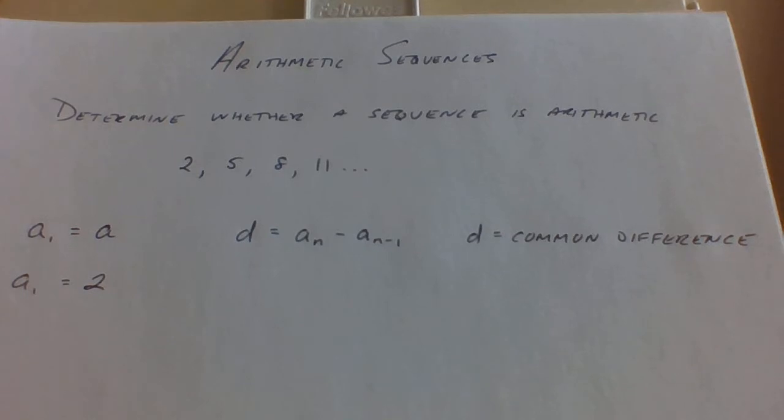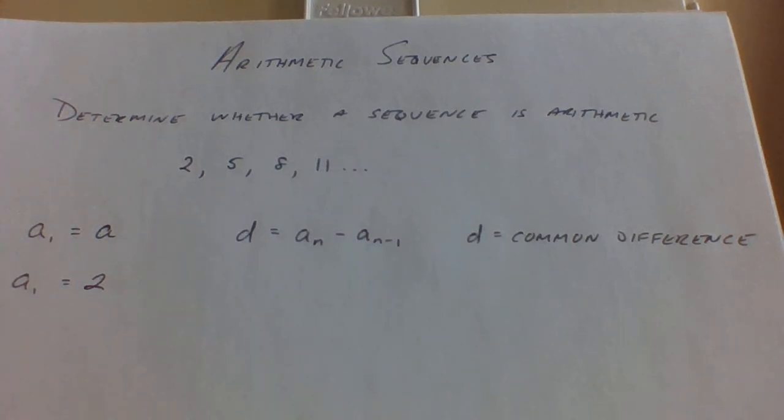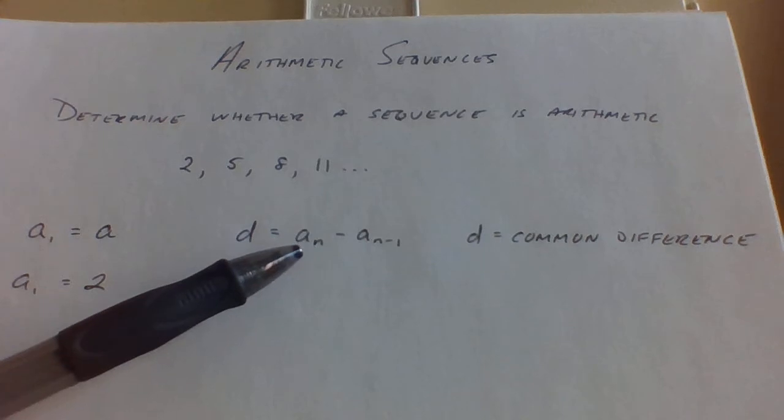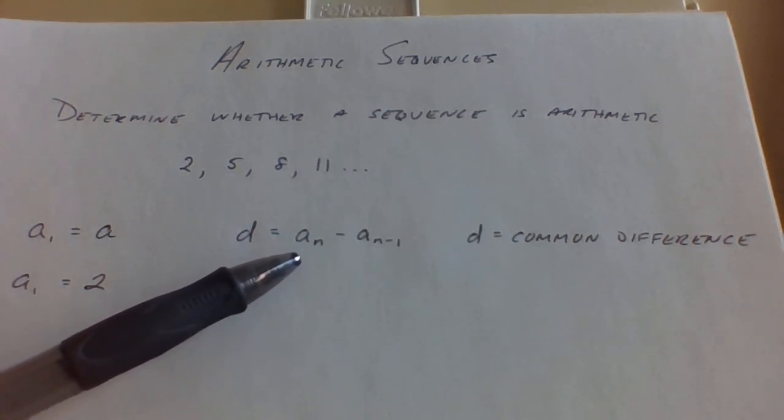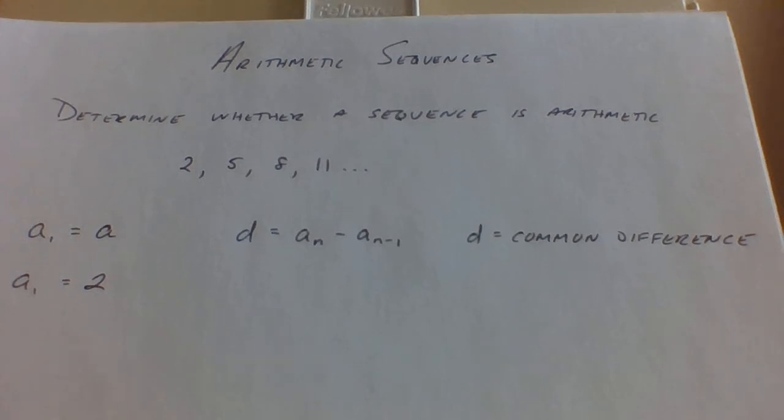In arithmetic sequences, we're going to be looking for what's called a common difference. The common difference is going to be noted by the letter d. And in order to get that, we're going to be subtracting two of our terms. I'm going to list them here as a sub n minus a sub n minus 1. And it doesn't matter what set of terms you use to subtract to get that common difference.